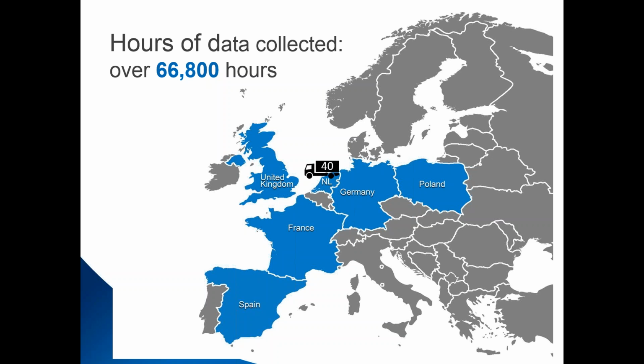In the Netherlands, there's 40 trucks equipped with UDRIVE, and those trucks are shared across drivers, so we get more than 40 drivers involved in the study. In Spain, we have 40 moped riders, so particularly of interest here is their commuting behavior and so on. 30 car drivers in France, 30 car drivers in the Netherlands, 20 car drivers in Germany, 30 car drivers in Poland, and 30 car drivers in the UK.